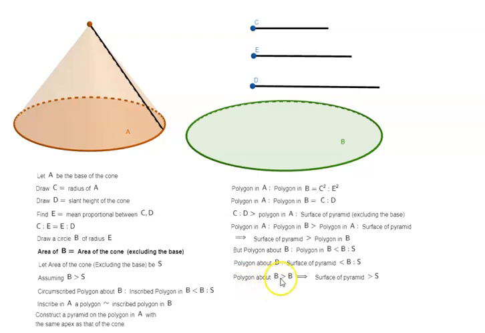But here polygon about B is greater than B, because this is a circumscribed polygon about B, which will always be greater than the area of the circle in which it has been circumscribed. And because of this proportionality, we have the surface of the pyramid is greater than S. But can the surface of an inscribed pyramid be greater than the surface area of the cone in which it has been inscribed? No, it can't be. Since the pyramid is inscribed, it is not possible. So, therefore, B is not greater than S. So, since B is neither less than nor greater than S, it means B is equal to S.